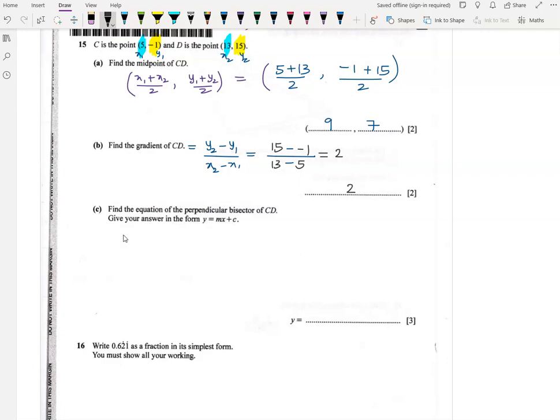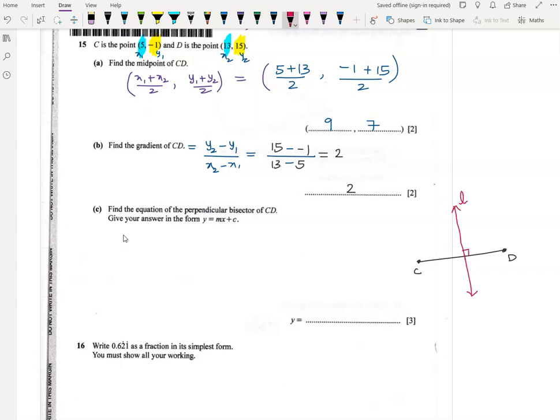Part C. Find the equation of the perpendicular bisector of CD. So let's draw a rough diagram to get an idea. Suppose this is segment CD. You need to find the equation of the perpendicular bisector. So the perpendicular bisector will meet CD at 90 degrees.